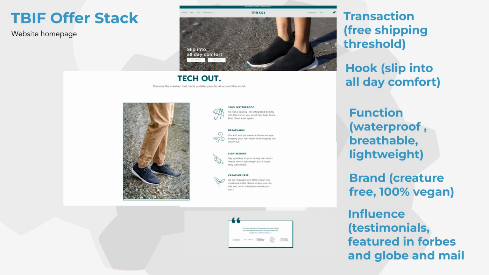And if you spend a certain amount, we're going to send this to you for free shipping at a certain threshold, right? So they've stacked all of these essential pieces. They got the hook that we pulled from the customer avatar canvas, and they have the TBIF offer attributes in there as well. And let's look at another example.